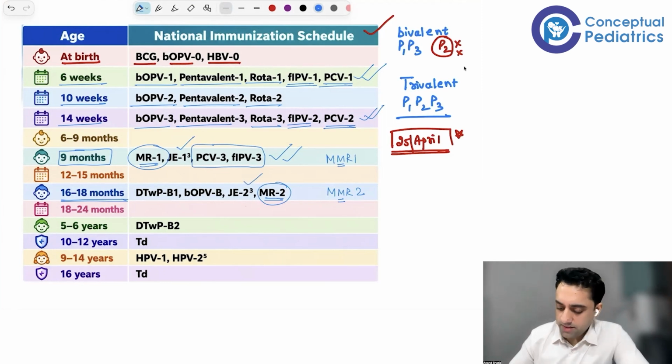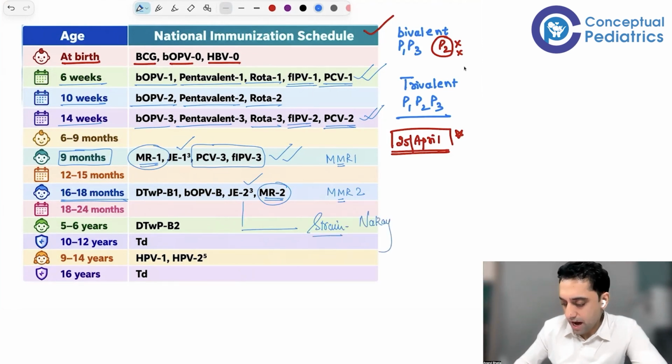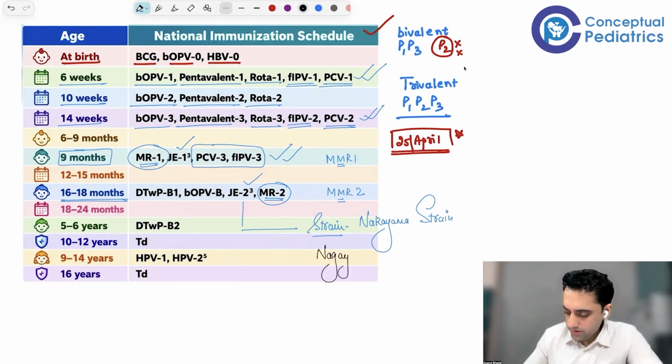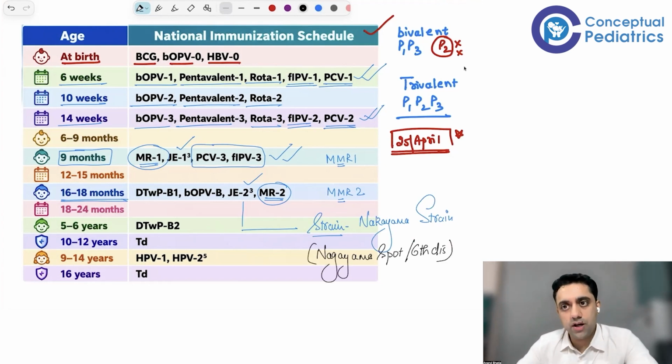And very importantly, what is the strain used for Japanese encephalitis vaccine? That is Nakayama strain. Nakayama strain, MCQ. Don't confuse Nakayama strain with Nagayama spots. Nagayama spots are seen in a case of sixth disease, which is also known as Roseola infantum. Okay, so it's a very chilled out topic.